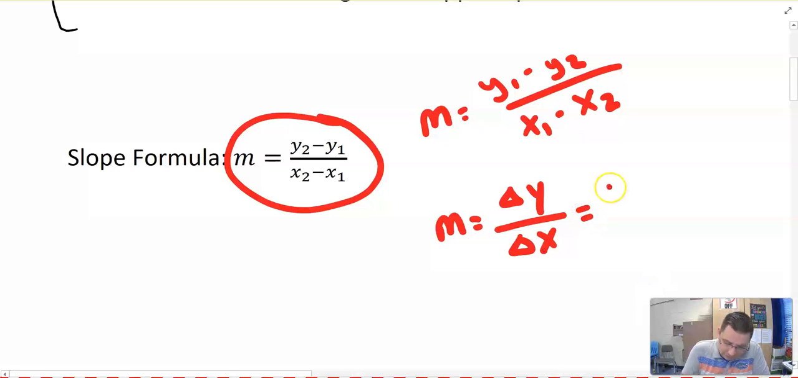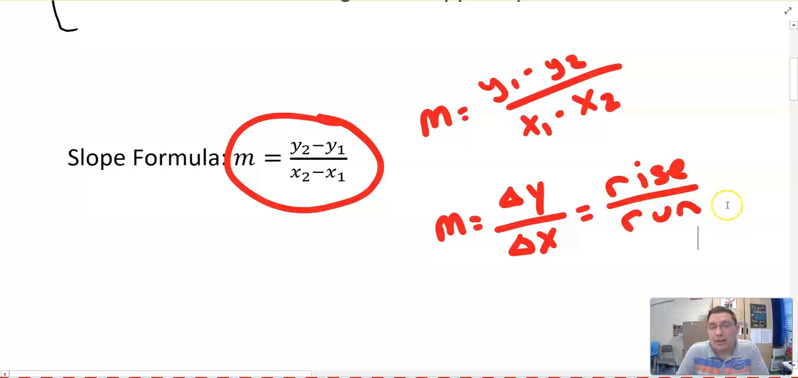And one last way you may have seen this written is as the rise over the run. And remember, rise is how far we're going up or down. Run is how far we're going left or right. And remember that if I'm going up, I'm going more positive. And if I'm going down, I'm going towards negatives. And same with left and right. Left is negative, right is positive. And so when we look at the final answer, we want to know where we're going. Okay? So let's look at a couple of examples on finding slope.